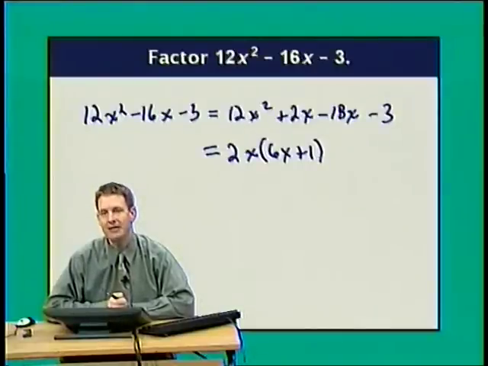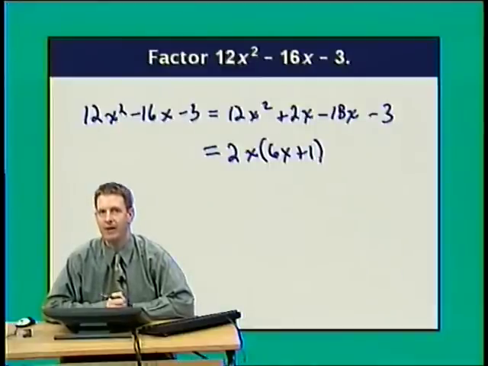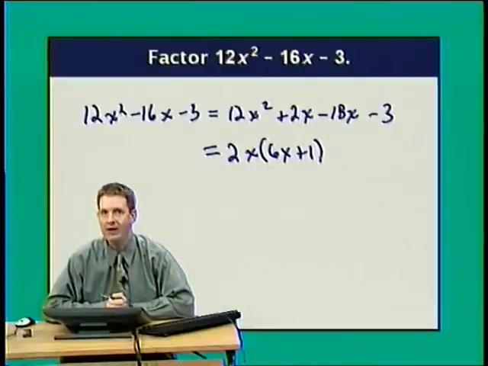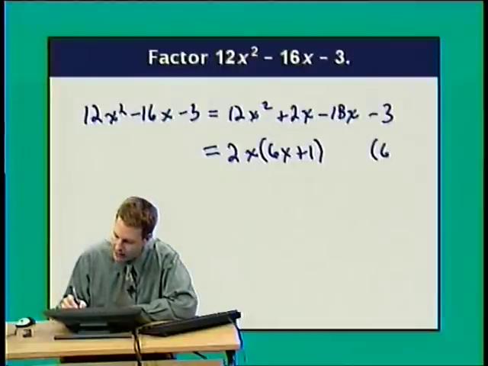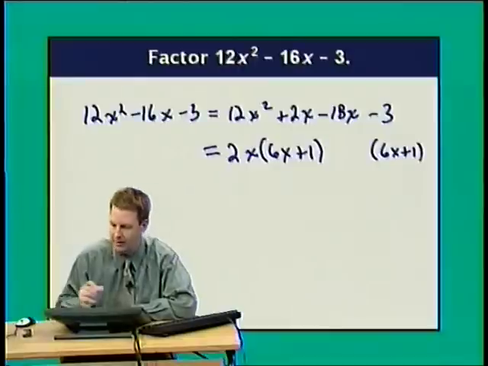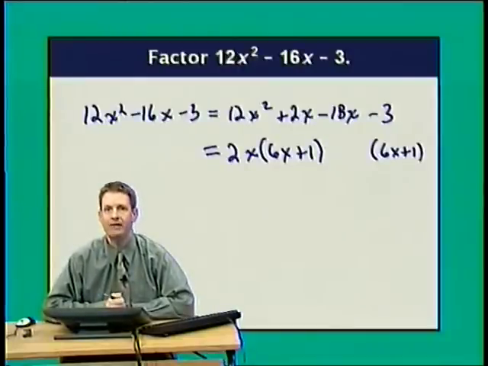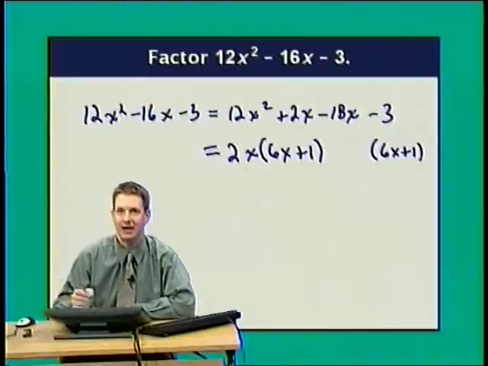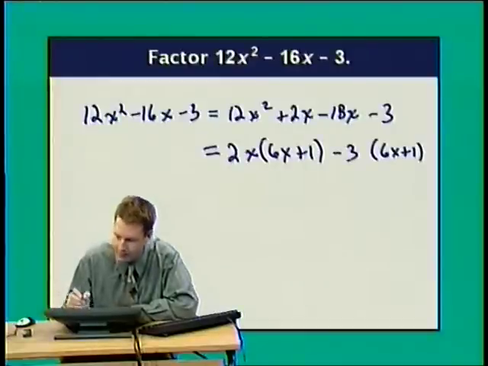Now let's look at my second two terms. I want to factor my second two terms in a very deliberate way. I want to factor it so that I leave behind the binomial 6x plus 1. What do I need to factor from minus 18x minus 3 so that I leave behind 6x plus 1? I need to factor minus 3.